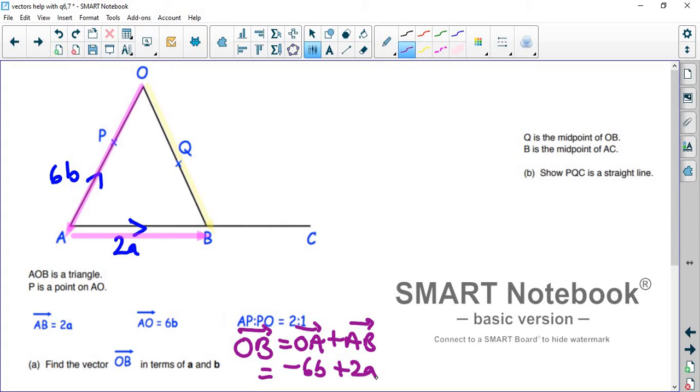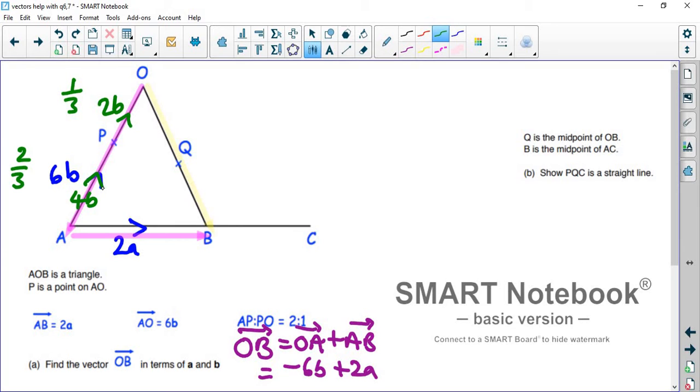AP to PO is in the ratio 2 to 1, so I might write that on there as, A to P is the 2 bit, so this is like 2/3. And P to O is 1/3, so it's in the ratio 2 to 1. So that means if AO is 6b, then because 6b is split in the ratio 2 to 1, this must be 4b to get from A to P, and 2b to get from P to O.